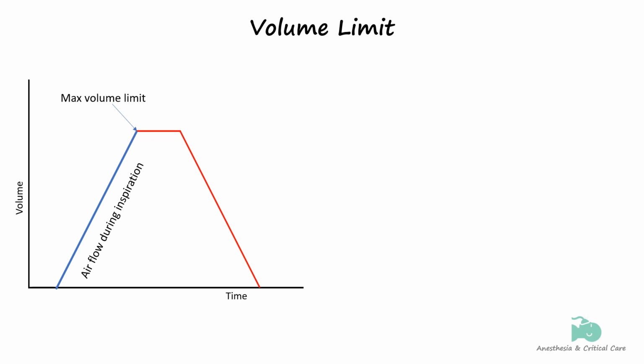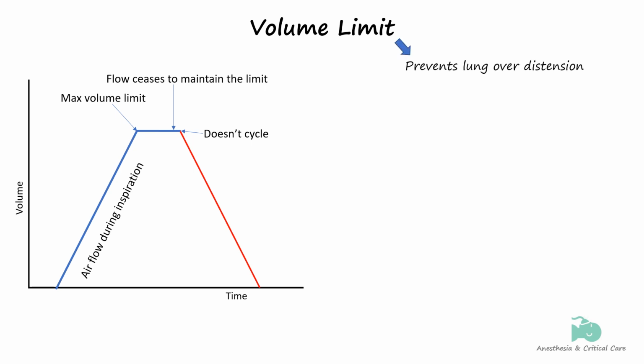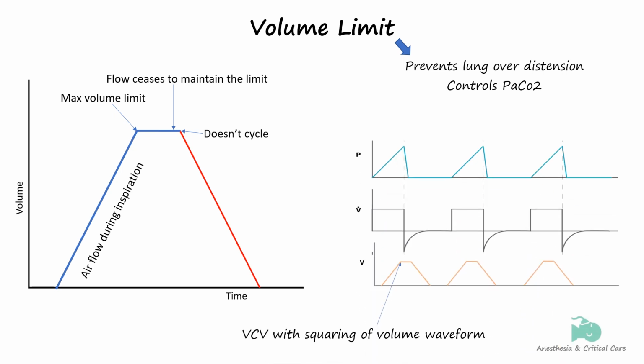When the volume limit is reached, the inspiratory flow ceases with the closure of the inspiratory valve, but the expiratory phase does not begin. If the mode is time-cycled, the patient will hold their breath until the prescribed time elapses. In effect, there is a short inspiratory pause. The volume limit ensures that there is no overdistension and lung trauma, and helps maintain tight control over minute ventilation and partial pressure of carbon dioxide in arterial blood. Volume limits are employed in volume control ventilation, where we find squaring of the volume-time waveform.